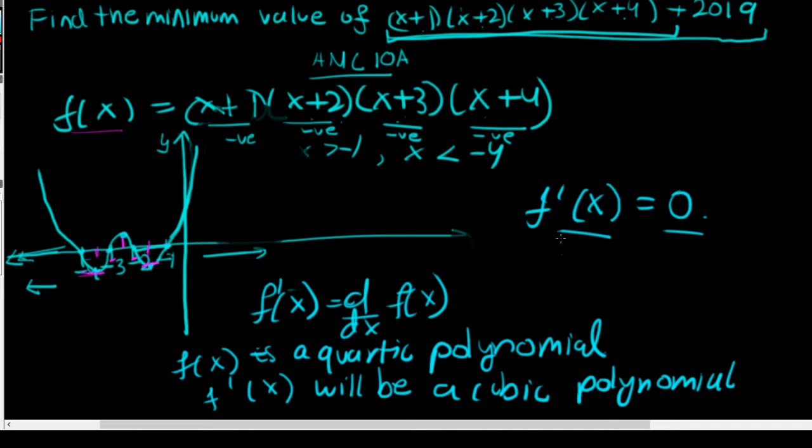The value of x at which the minimum occurs. Yeah, but you notice that this is quite a long method because first you have to expand this, or you can just use the product rule, but then you would have to differentiate it, and then you would have to solve the cubic equation. Solving a cubic equation is not easy, especially in this case, where you can see that the answers are not integers, they are decimals, as they lie between the integers -1 and -2, -2 and -3, -3 and -4.